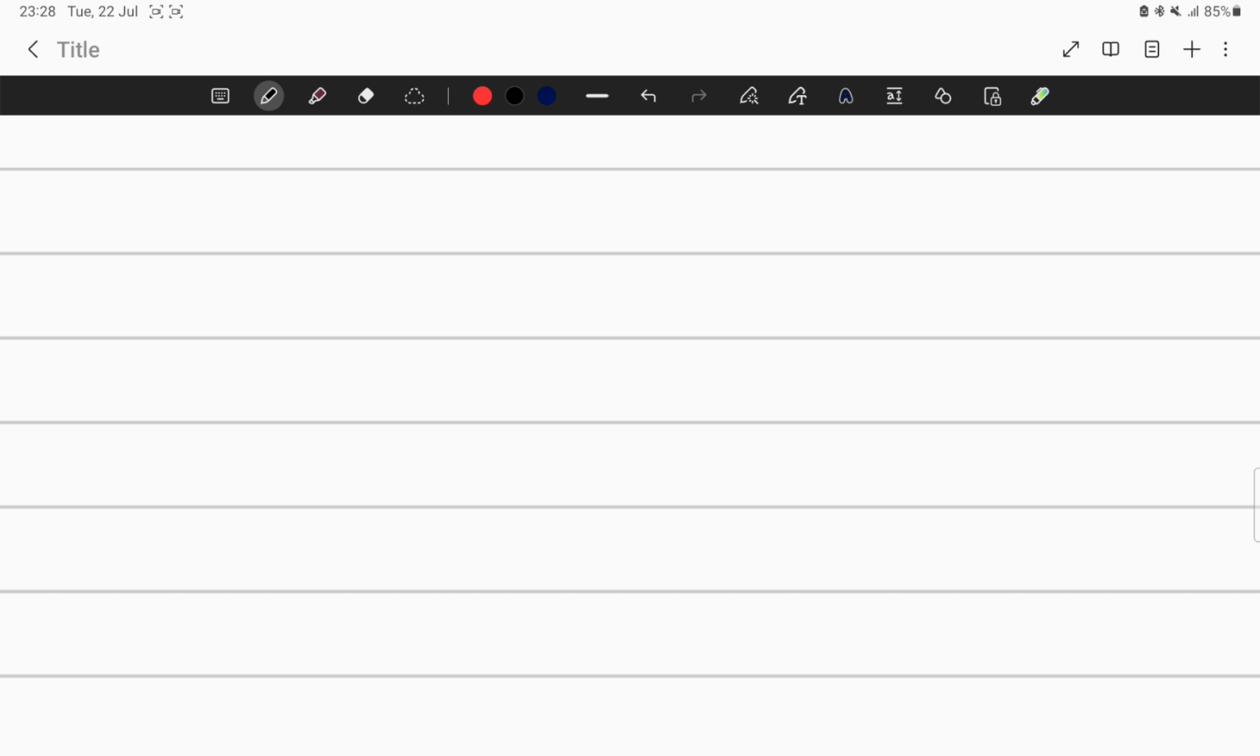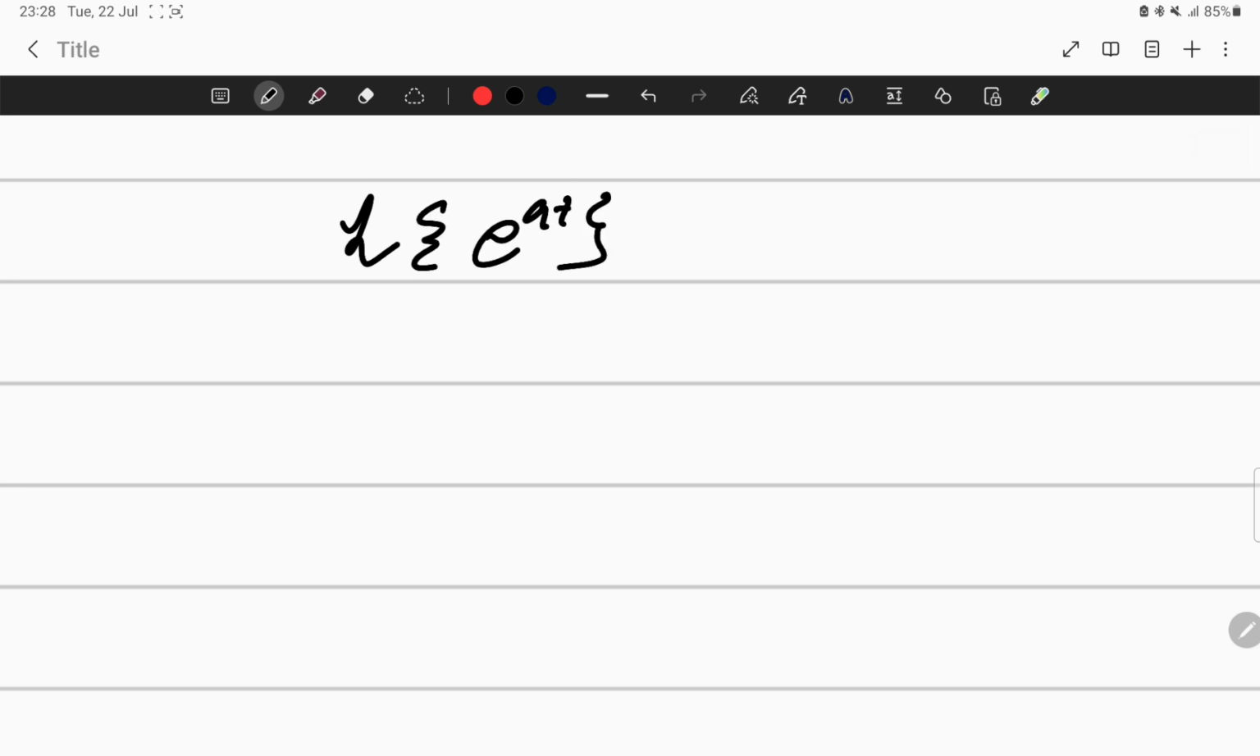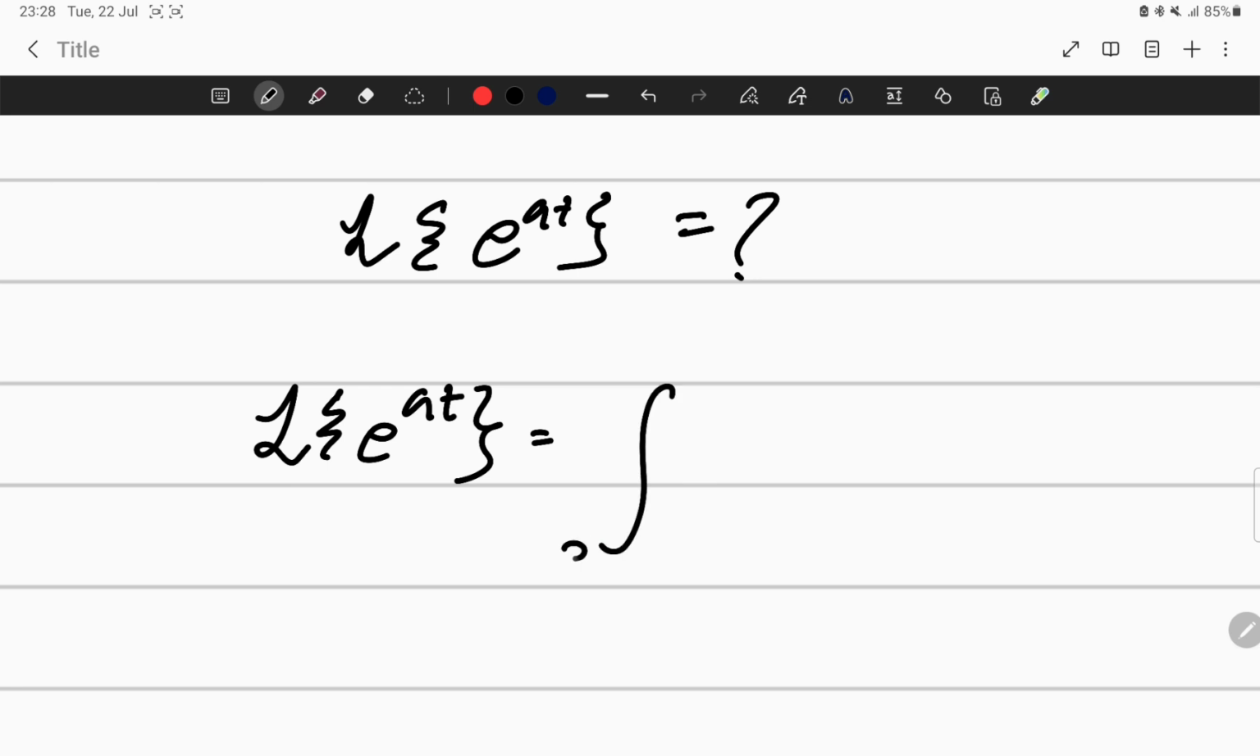So in this video I'm going to find the Laplace transformation of e to the at. What is this thing? Laplace transformation of e to the at equals the integral from 0 to infinity of e to the at times e to the minus st dt.